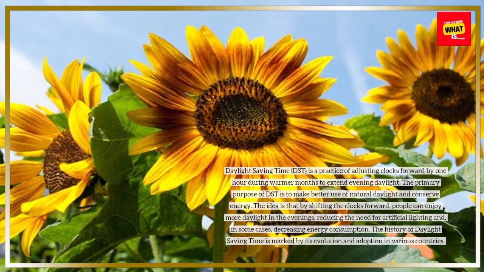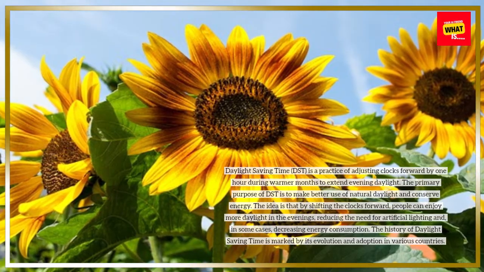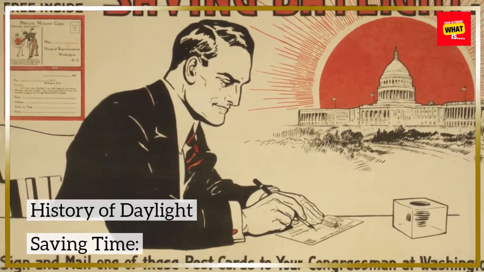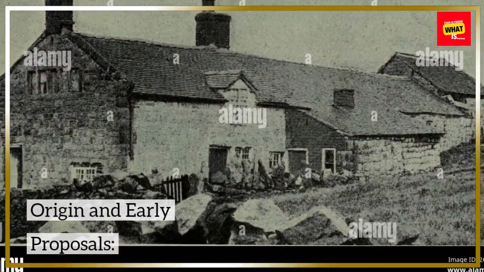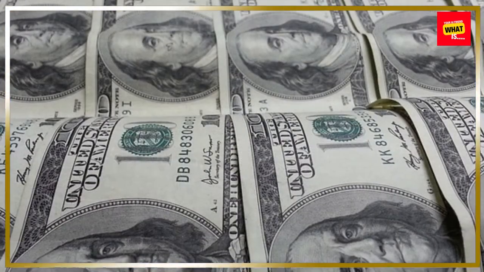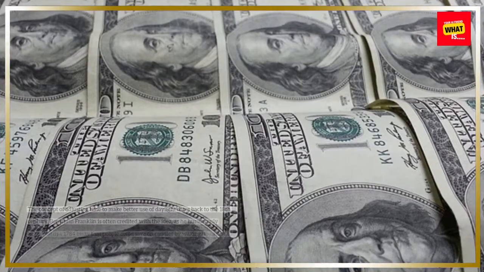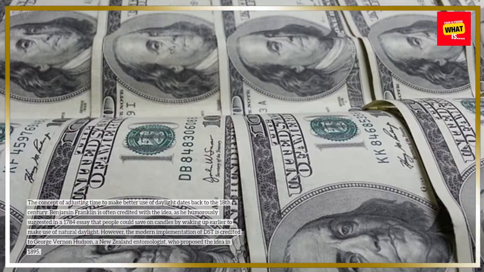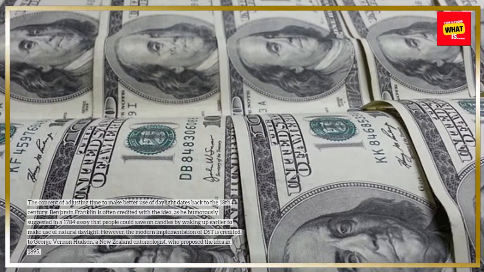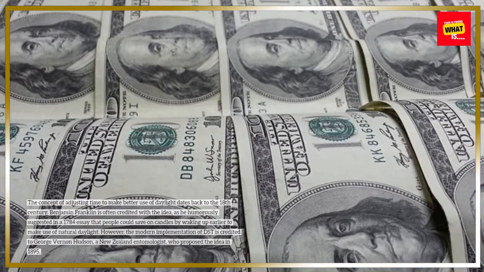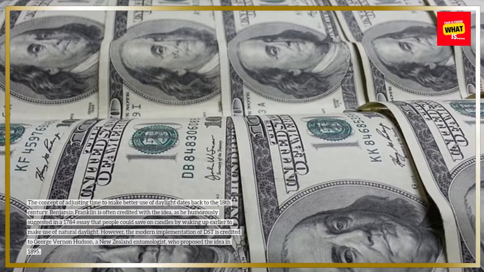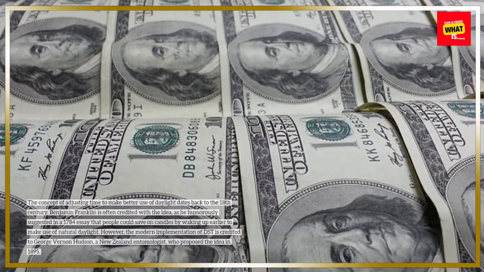The history of daylight saving time is marked by its evolution and adoption in various countries. History of daylight saving time. Origin and early proposals. The concept of adjusting time to make better use of daylight dates back to the 18th century. Benjamin Franklin is often credited with the idea, as he humorously suggested in a 1784 essay that people could save on candles by waking up earlier to make use of natural daylight.